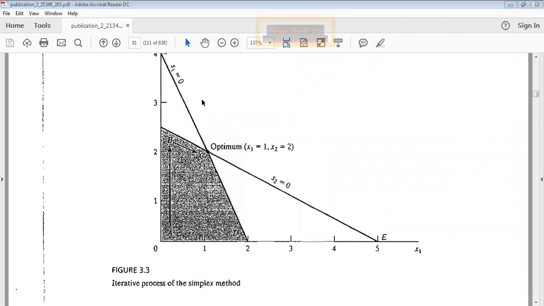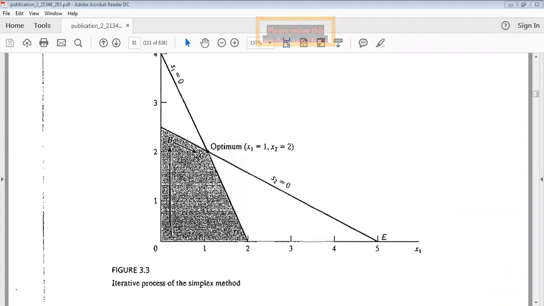Because if you take this particular line, and if you take this particular line, and below means you are hatching below this, you are hatching below this, and therefore this is going to be the feasible region, and this is a particular point you have to identify.